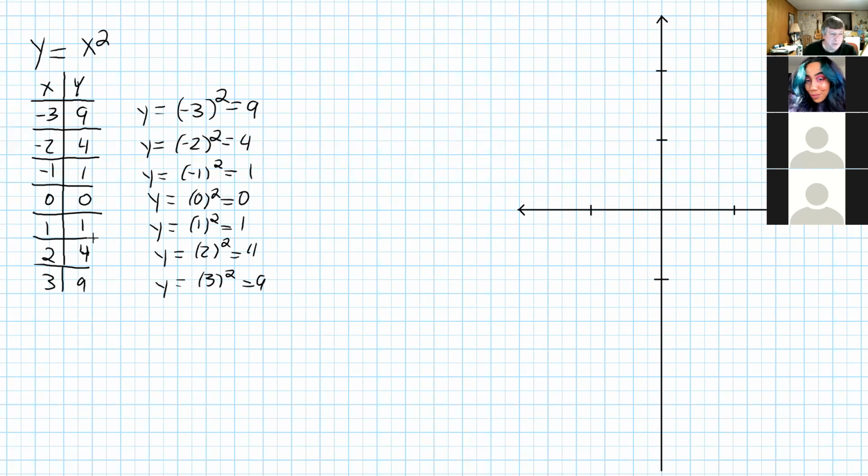Notice something here. There's some symmetry going on in that we've got the same y value there and the same y value there and the same y value there. Now, plotting those points, -3, 9 would be about there. -2, 4 there. -1, 1, 0, 0, 1, 1, 2, 4, and 3, 9. Now, obviously, either I've messed up terribly or this is not a straight line. Hopefully I haven't messed up terribly, but I can tell you this is not a straight line.